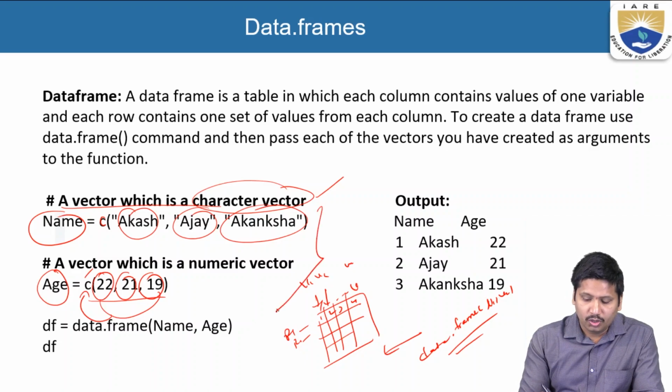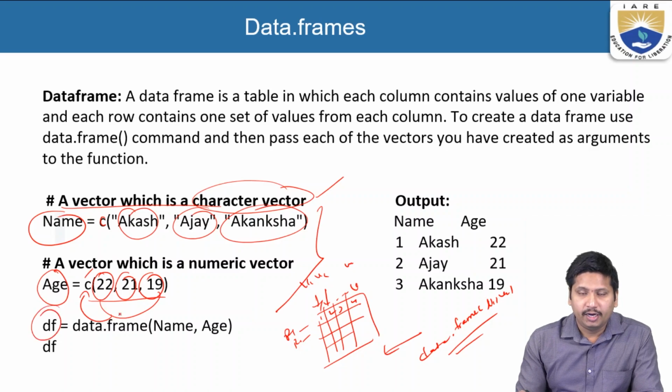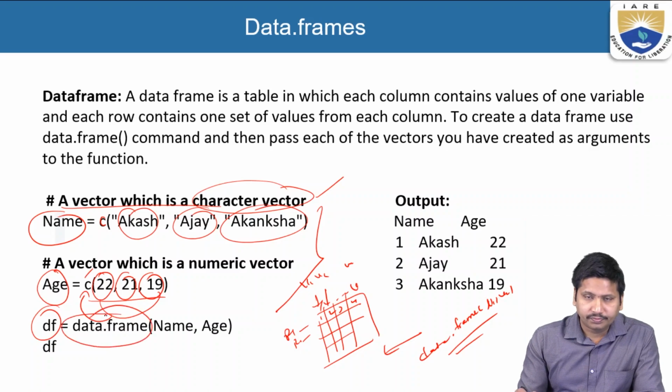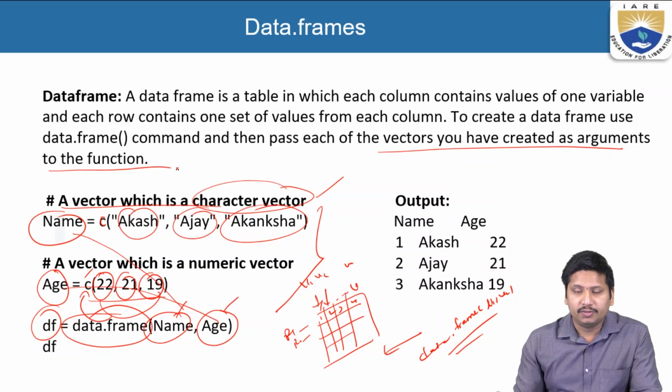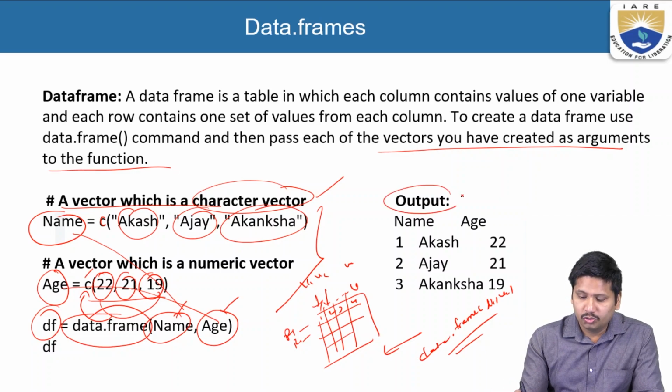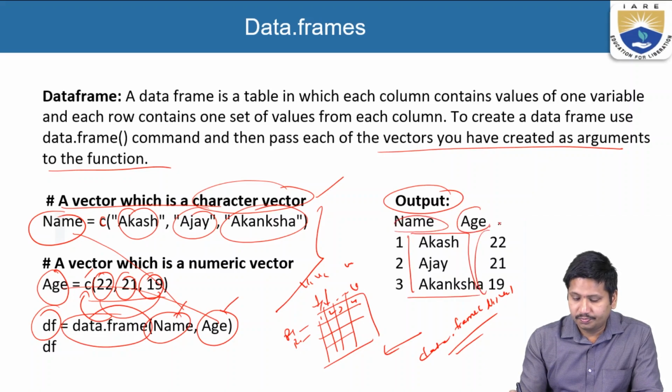Now from these two, I'm going to construct a data frame. How is this data frame constructed? data.frame of name and then age. These two are vectors: this is one vector and this is another vector. So like this I can create a data frame by using the vectors as arguments to the function. Then the output looks like this, name and then age. This one is treated as one vector and this one is treated as another vector.